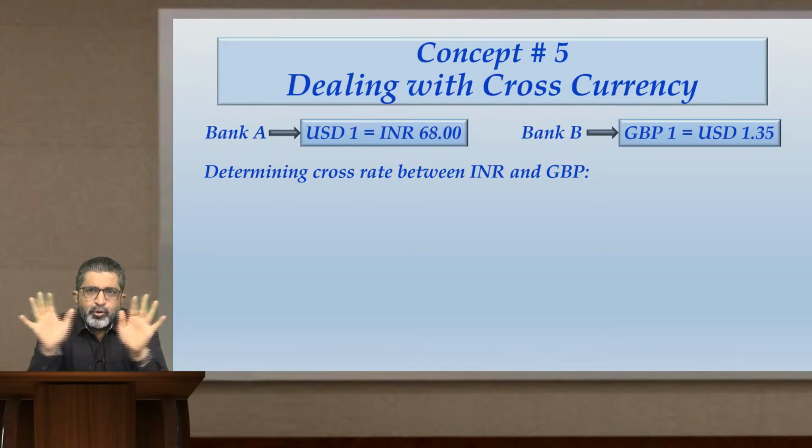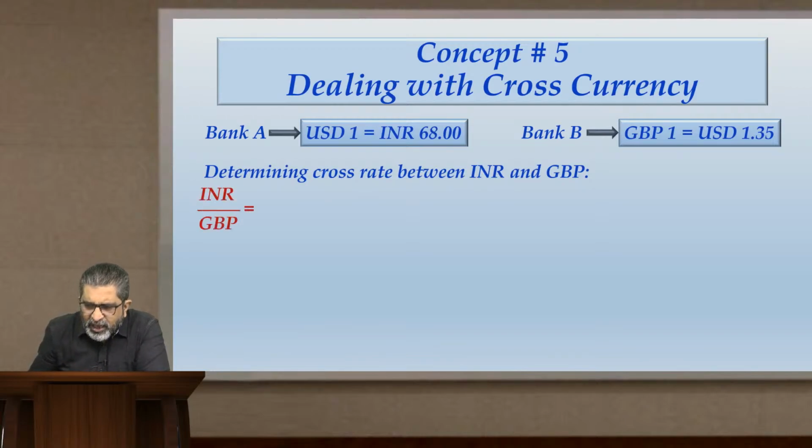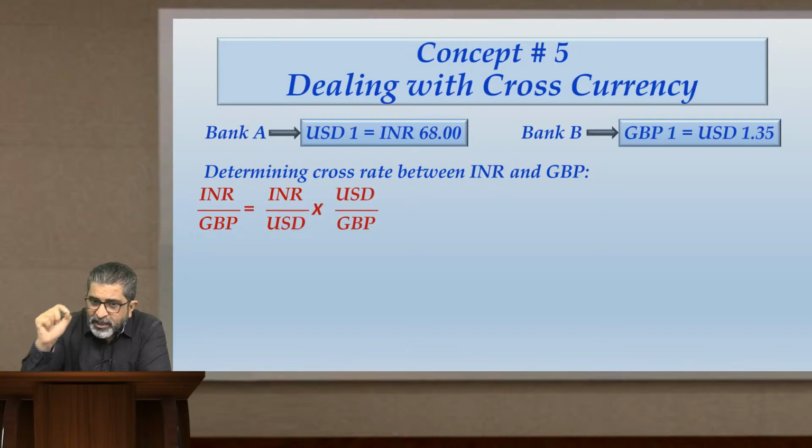See, there are two different approaches. One is a mathematical approach and one is a logical approach. Mathematically, how do you do this? INR per GBP is what you have to find. Mathematically, when I say you put everything in a numerator denominator form, look at one thing. INR per GBP in numerator denominator form will be equal to INR per USD into USD per GBP.